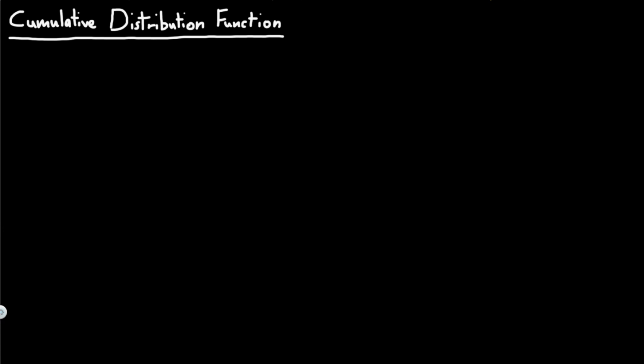So continuing on from the last couple of videos, I'm going to talk about the cumulative distribution function today. And I'm going to jump straight into the definition. So we define this cumulative distribution function as the probability that a random variable is less than or equal to some input value that we pass to the function.